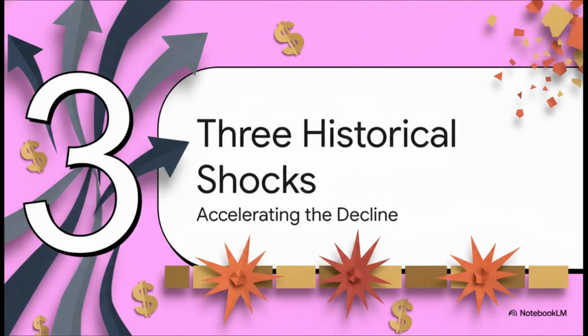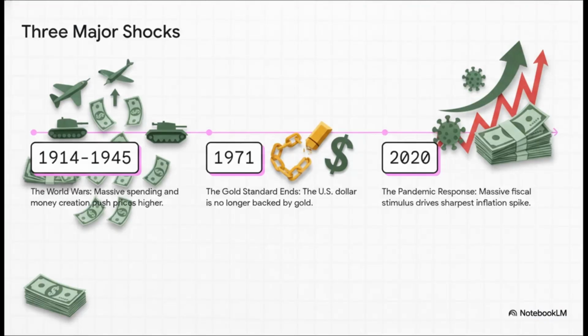Now, this whole thing wasn't just some slow, gentle slide. There were specific moments in history that acted like rocket boosters for this decline, just kicking it into overdrive. Let's look at three of them. You can really see three huge shocks in the data. First, you've got the World Wars, with all the spending that went along with them. Then, a massive one in 1971, ending the gold standard. And of course, much more recently, the huge government response to the pandemic.